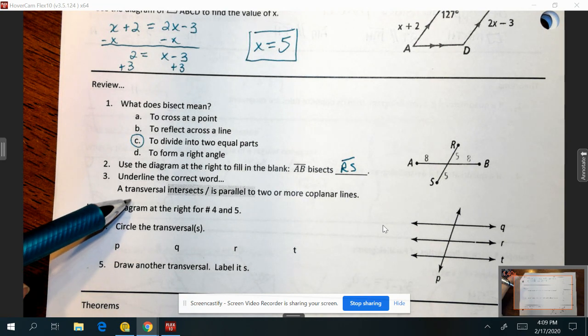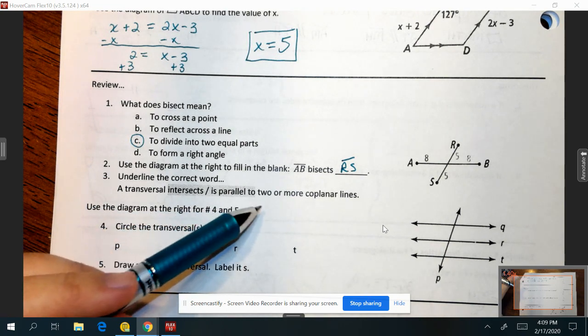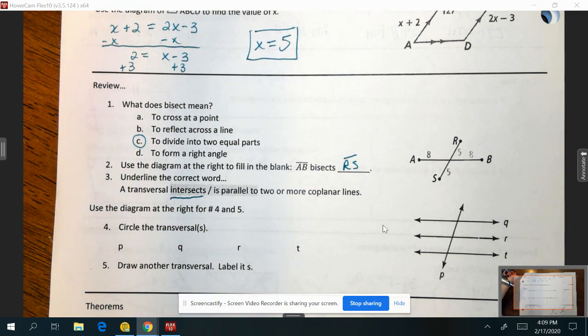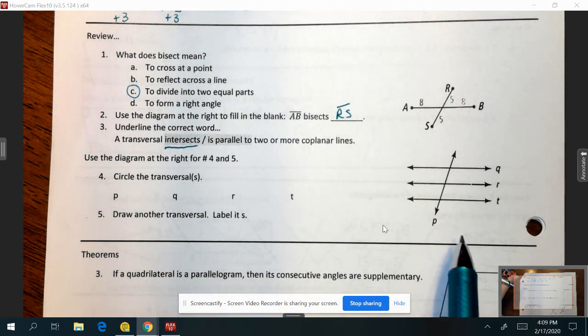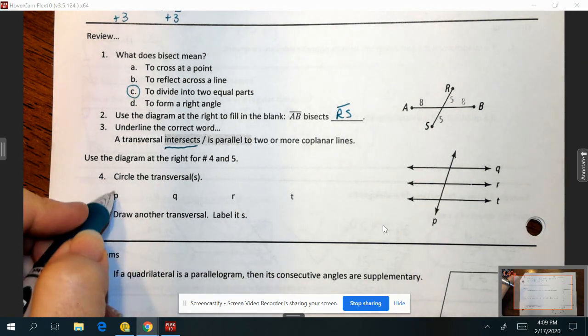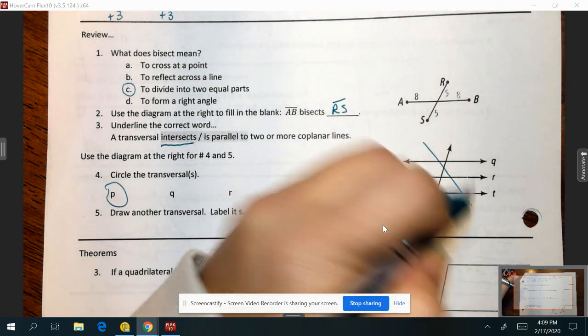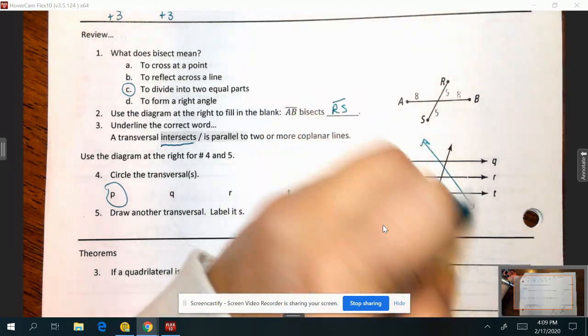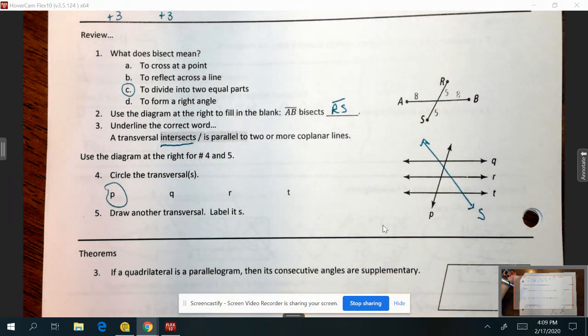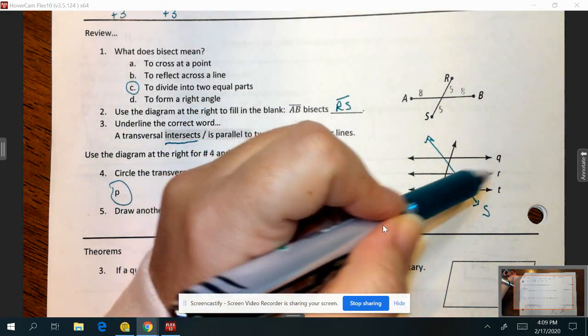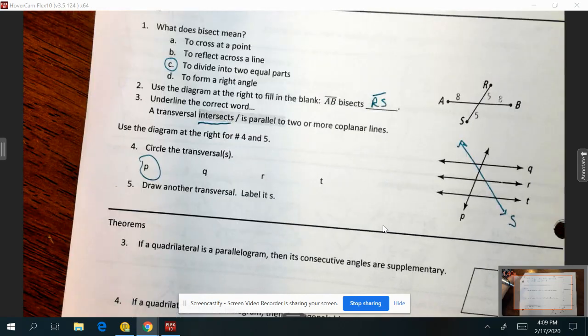Underlining the correct word, a transversal intersects 2 or more coplanar lines. Use the definition of a transversal. So looking at our picture over here, the transversal is the line that intersects 2 or more lines, so that's going to be P. And then we're supposed to draw another transversal and label it S. You can just draw another line that intersects 2 or more lines and label it S. You could have drawn your line over here, or you could have gone over this way. As long as it hits at least 2 lines, you're good.